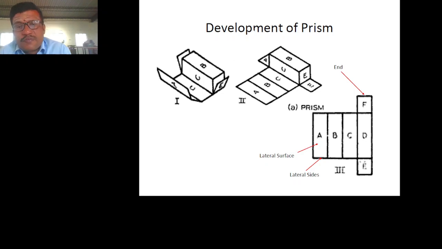So, a prism. After unfolding this prism, there are 6 surfaces. Here we are seeing the square prism. ABCD are the rectangular surfaces, called lateral surfaces, and at the top and bottom, E and F are called the bottom and top areas. Since it is a square prism, the square is there. For a pentagon or hexagon, it is replaced by the respective profile. So this is the construction of the development of a pentagonal prism or hexagonal prism.